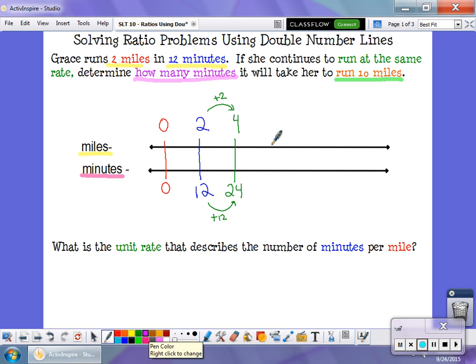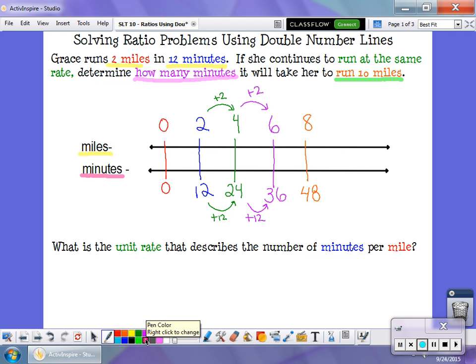And I can continue this pattern again. After another 2 miles, 4 plus 2 would be 6 miles, I'm going to have another 12 minutes, which would be 36. So again, I'm adding my minutes every time I add my miles. Now, 2 more miles would be 8 miles, which would be 12 more minutes. And finally, one more set of 2 miles will give me a total of 10 miles, and that would be 60 minutes. Okay? Now, that's one way that I can figure out the answer to this problem. It will take her 60 minutes to run 10 miles.